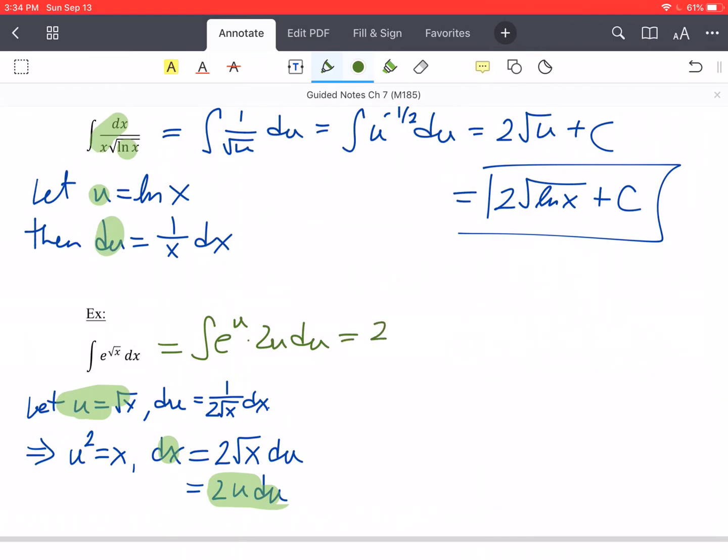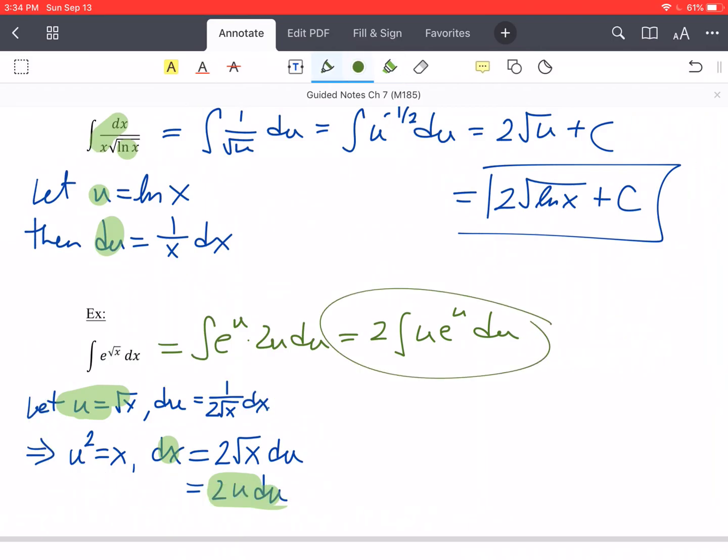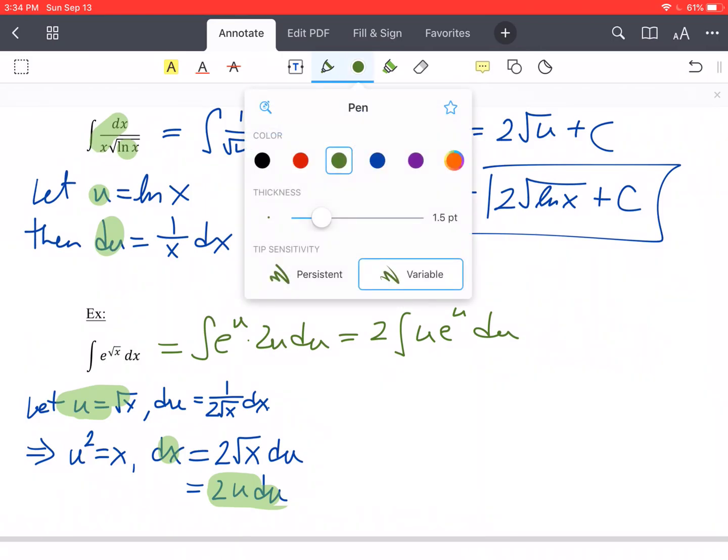So pull the 2 out, integral of u e to the u du, and then this is something that we can integrate using integration by parts. Okay, so in this case we're using a conjunction of a u substitution with a little bit of creativity thrown in, and integration by parts. The reason we had to get so creative is because for integration by parts, we actually had to make this more complicated in order for us to be able to solve it. But a very interesting setup for this.